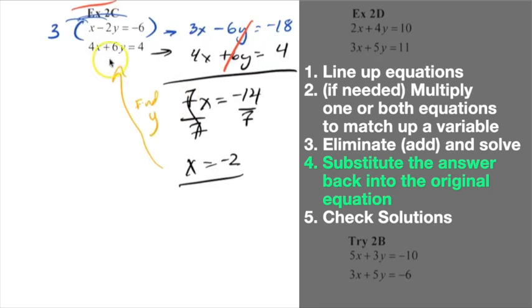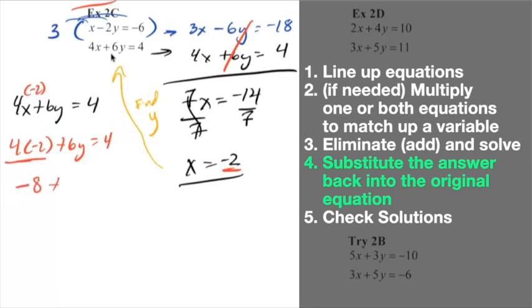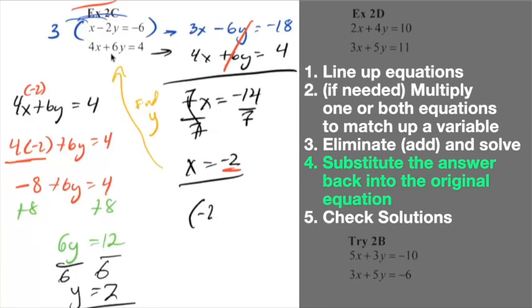I'm going to use the bottom one just because it looks all positive. We're going to use this equation to try to find our y. For x is negative 2, that goes in here. I have 4 times negative 2 plus 6y equals 4. This is negative 8 plus 6y equals 4. We're going to add 8 to both sides. So you get 6y equals 12. And then we're going to divide by 6. We get y equals 2. Our answer is going to be negative 2 and 2.